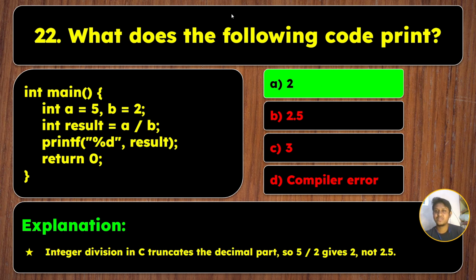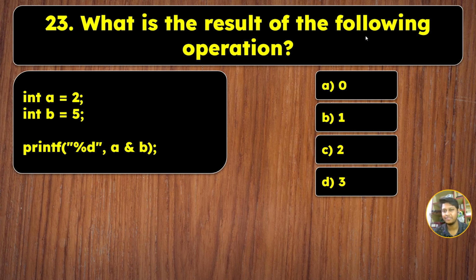So let's jump to our next question. What is the result of the following operation? Here we have two integer type variables, A with the value 2 and B with the value 5. And here we are simply printing A and B. So we have our four options, 0, 1, 2, 3. Now let's solve this question.